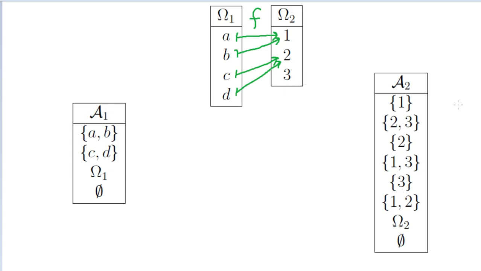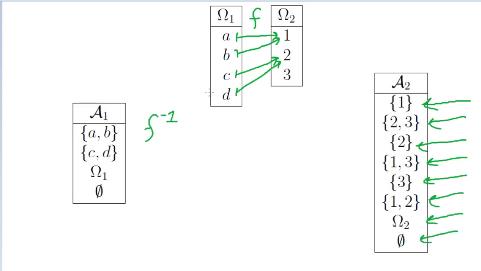Okay, so we just need to check all of these, right? We don't need to check these, right? Remember, we're not looking at these. We just need to check each one of these, all of these measurable sets in A2, and see if their pre-image is indeed over here. So what is the pre-image? And maybe we should write what the pre-image means. So let's go through that as well.